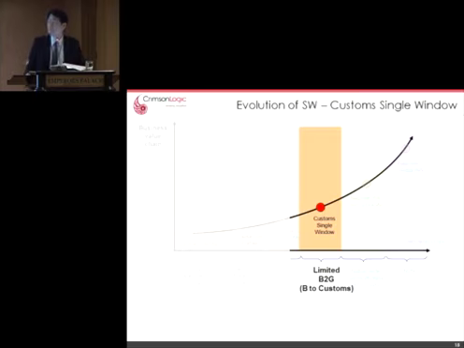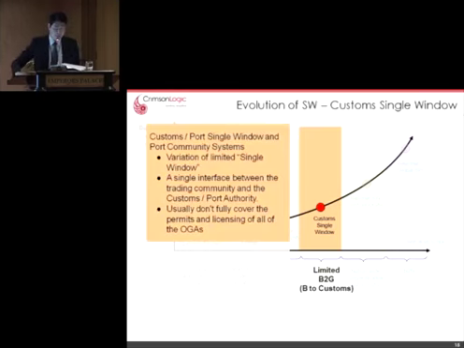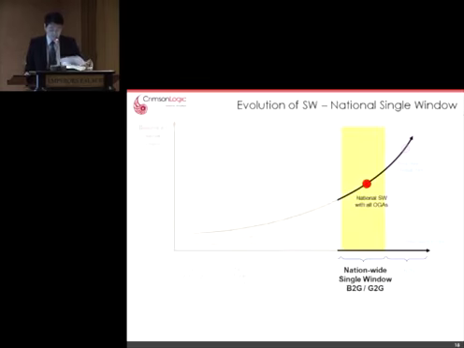So next is what we call the limited single window, where we have the customs and port single window that are implemented. So these are actually the limited form of single window rather than the whole nation single window that we are talking about. And then the next step of evolution would be the nationwide single window. Okay.